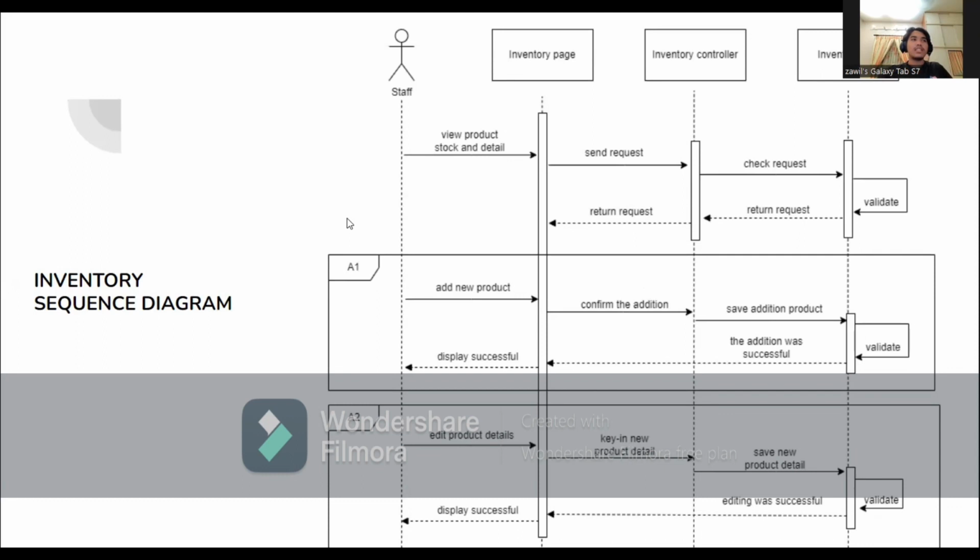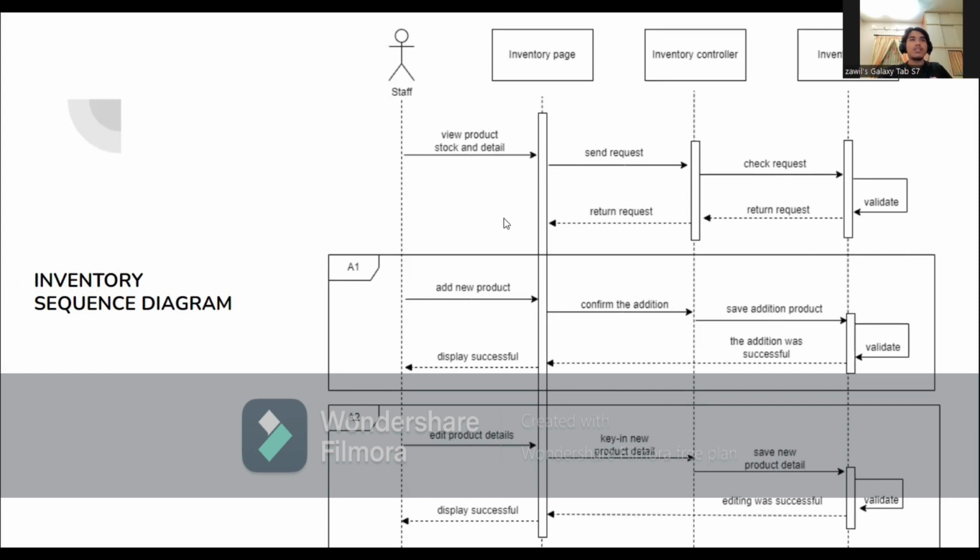Okay, first is the inventory sequence diagram, which has the inventory page, inventory controller, and inventory info. This sequence diagram involves the staff, who can view the product and stock details. If the staff sends a request, the system will respond with the requested details.